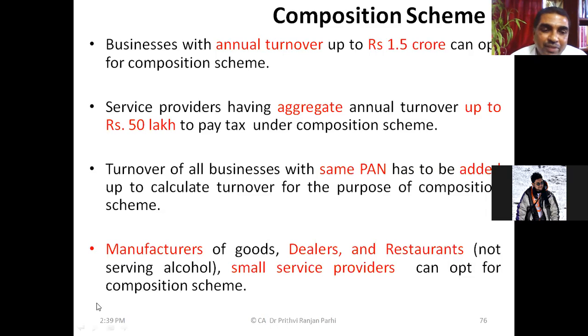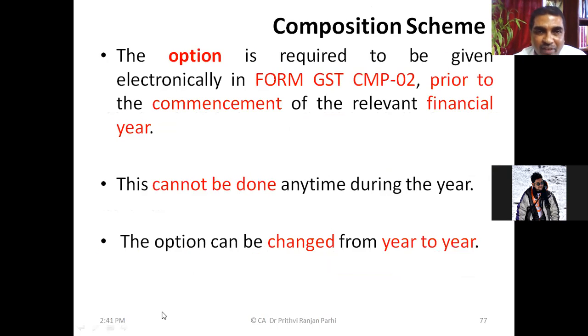Right. So this scheme is for manufacturers, dealers, and restaurant owners, where restaurant here means a restaurant where alcoholic drinks are not served, and small service providers. This scheme is meant for them. This is an optional scheme, and the option is required to be exercised. Someone has to exercise that option, and it has to be exercised electronically, that means on the site itself you have to specify that you are opting for this scheme.